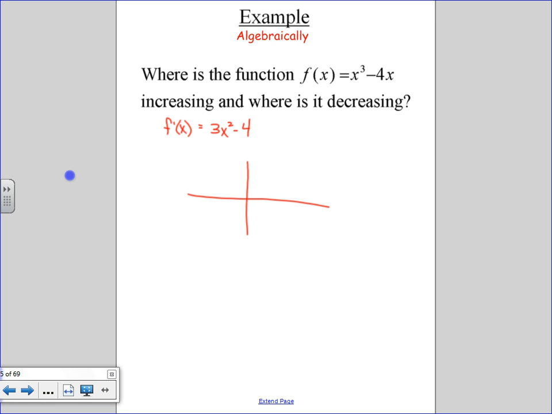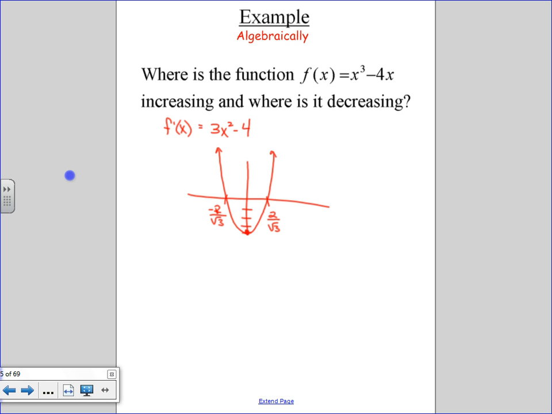Down 4. A bigger parabola. What would its zeros be? Plus or minus 4 divided by 3, square rooted, so plus or minus 2 over root 3. How do you do that? I set it equal to 0 and I solved.